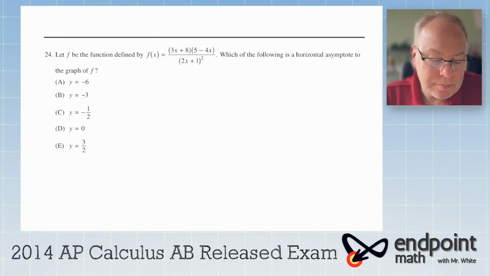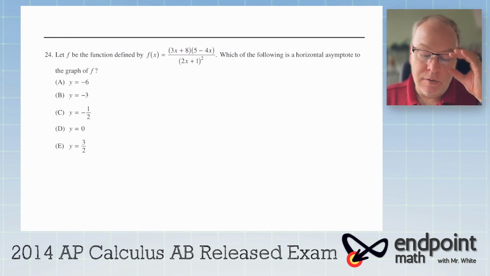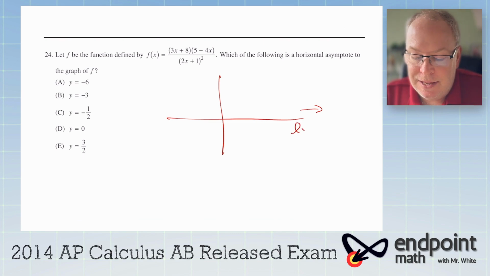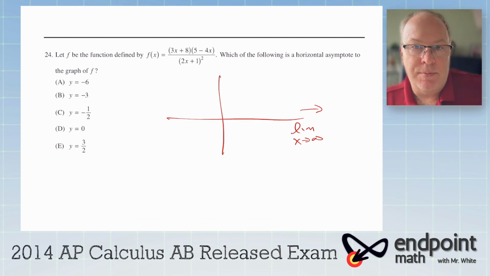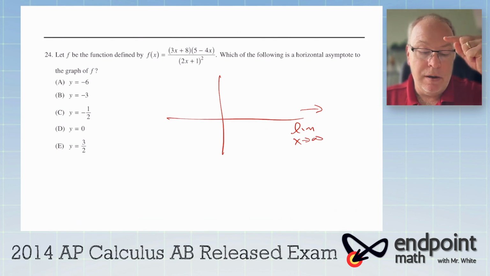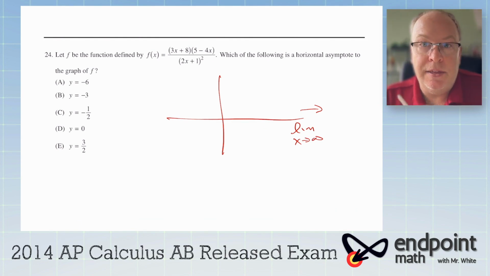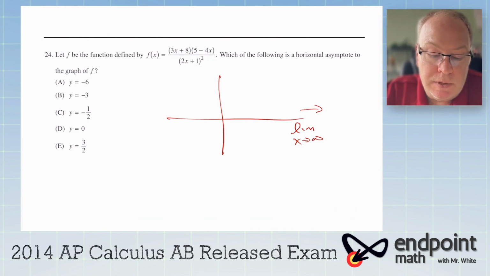All right, moving on. Let f be this crazy function here. This is called a rational function. Which of the following is a horizontal asymptote? Now don't forget, horizontal asymptotes are all about the limit as x goes to infinity or -infinity. So when that's the case, you have three cases to consider. If the degree on the top is bigger, there is no horizontal asymptote. If the degree of the exponent on the bottom is bigger, the answer is a horizontal asymptote at 0. But in this problem, it's a little different.